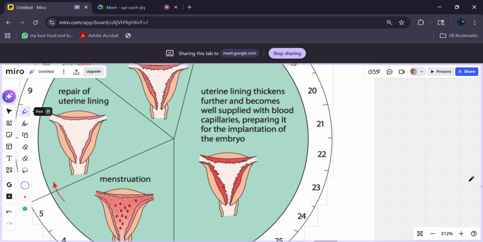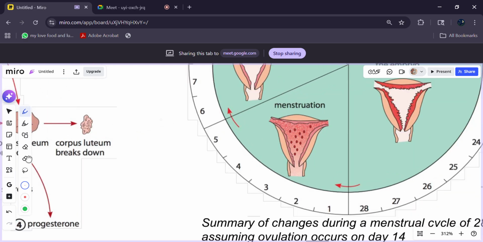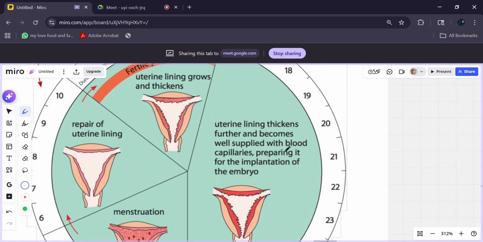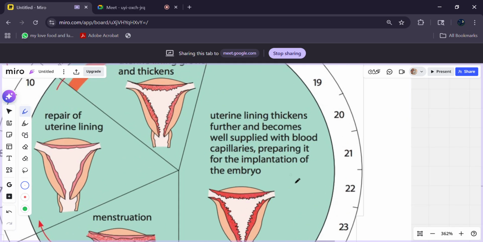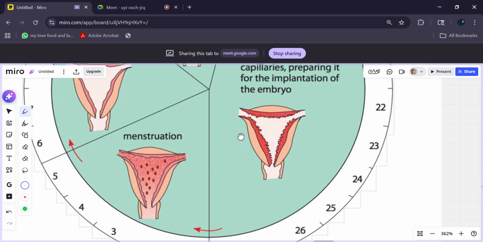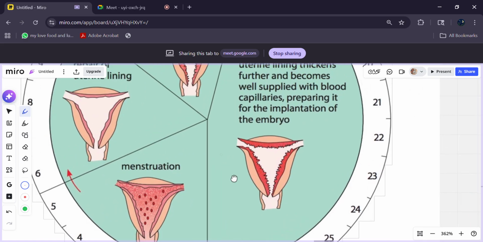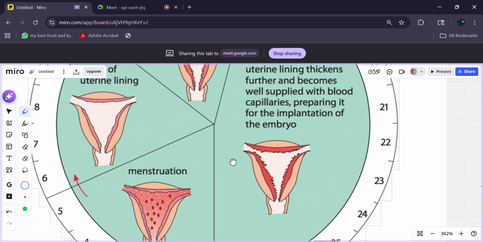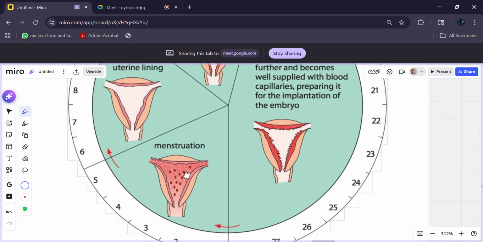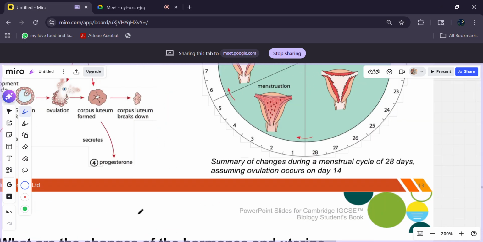So the uterine lining becomes thicker with blood capillaries, preparing it for the implantation of the embryo, following fertilization. And if no fertilization occurs, we will go back to menstruation. This is the destroying of the uterine lining, and blood spills out of the uterus.